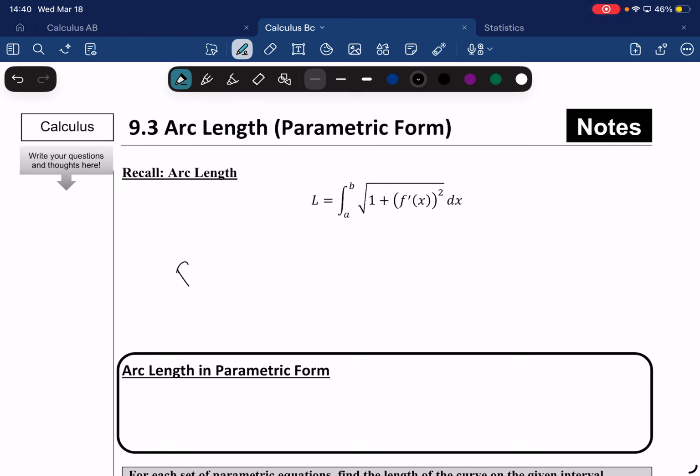So there is a proof that goes here. We are not doing it. If you're interested in the proof, there's one online. Look online for the proof.